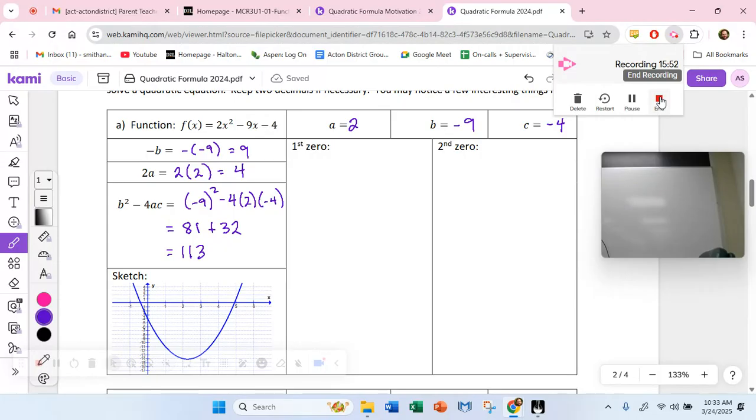113 doesn't square root nicely, so it looks like we're going to get approximate roots here, some decimal values. I'm going to wait 30 seconds before I continue. You guys start.